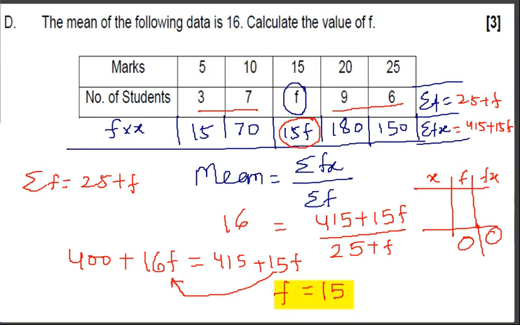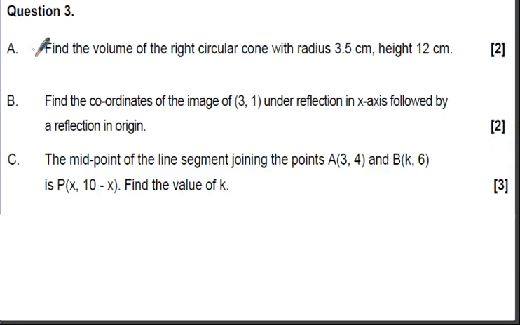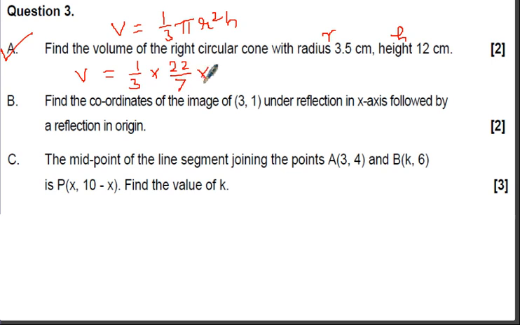Okay. Now I come to question 3, A part. They said find the volume when the radius is given, the height is given. You know the volume formula of a cone is 1 upon 3 pi r square h. So it is rote learning, you have to remember the formula. So volume will be 1 upon 3 into pi. When the value is not mentioned, you can write 22 upon 7. And 3.5 is your radius, so 3.5 two times, and then the height is 12.